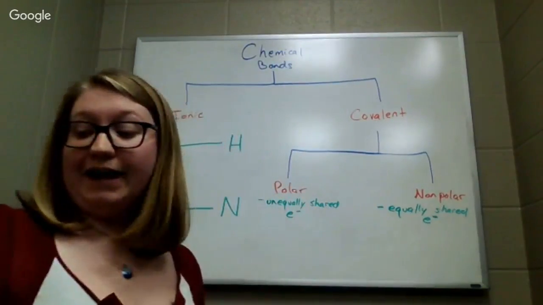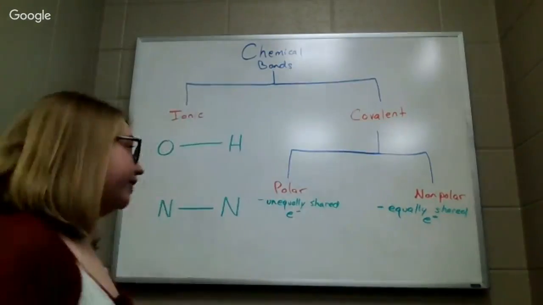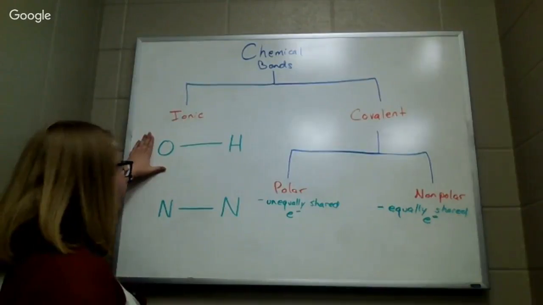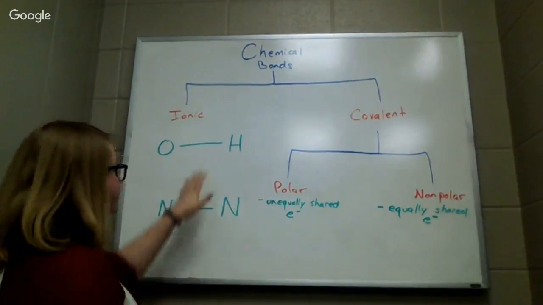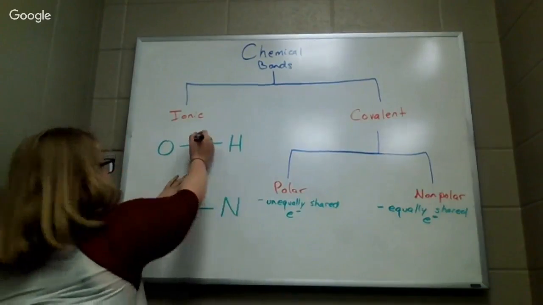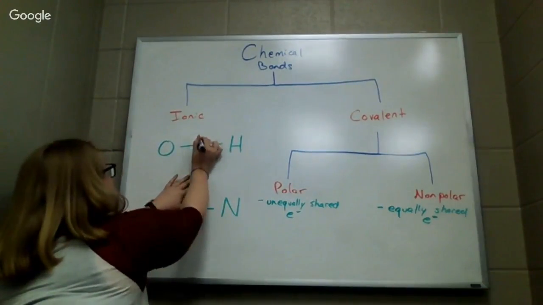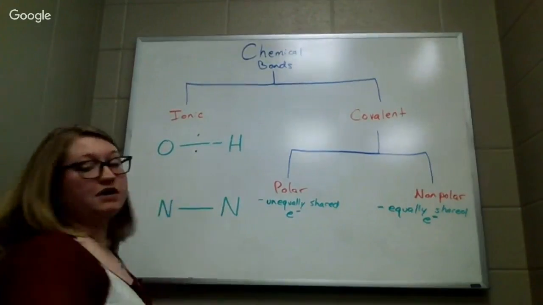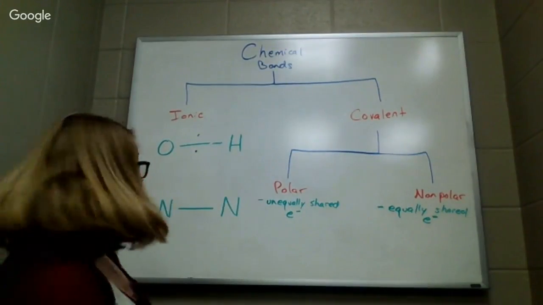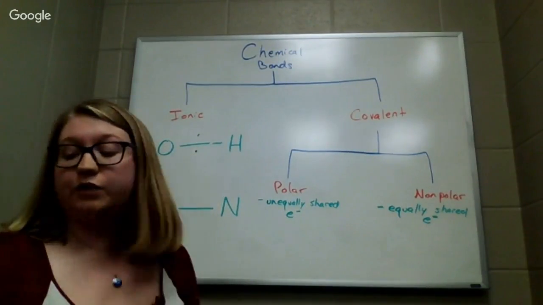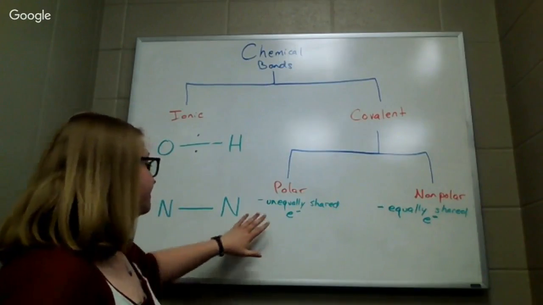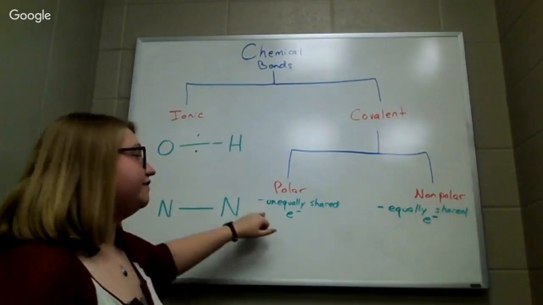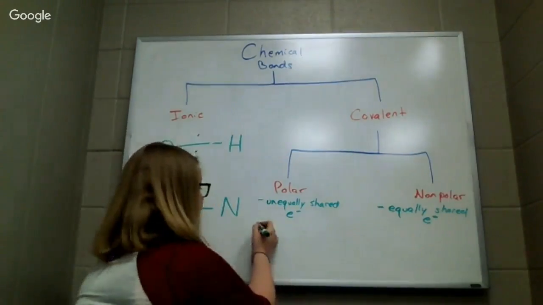So let's look at a polar bond. Right here I've written a polar bond, oxygen bonded to a hydrogen. And within this bond we have two electrons. In a perfect world, these electrons would be right in the middle of this bond. But what actually ends up happening is that the differences in electronegativity cause the electrons to be shared unequally.